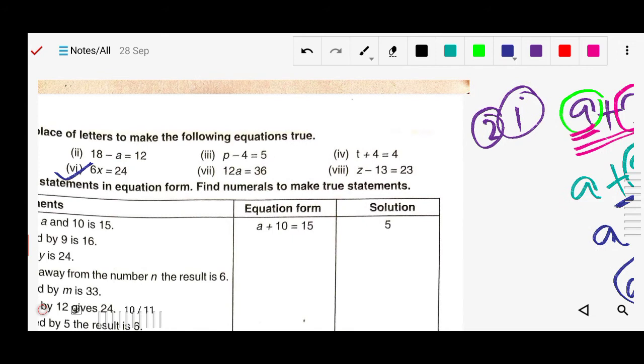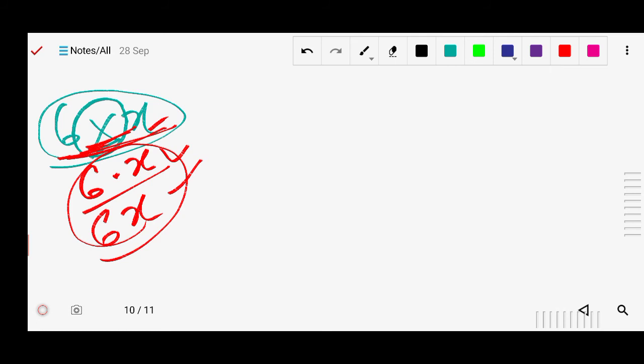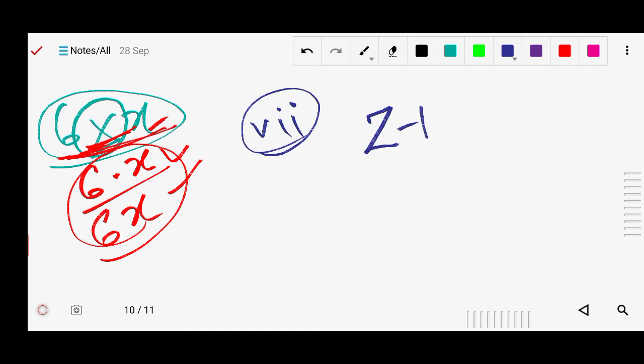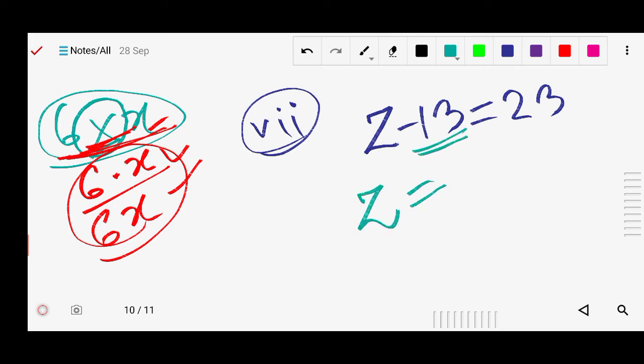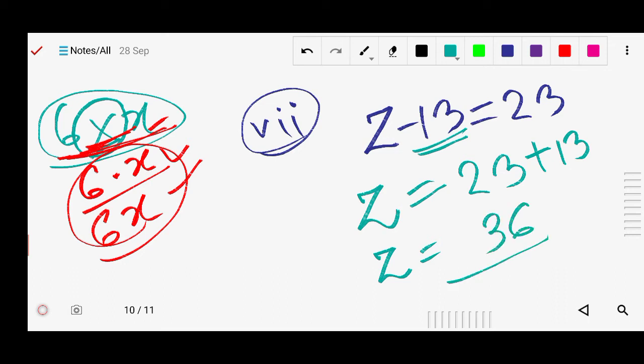See one more, number 7: z minus 13 equals 23. Same concept: the same terms we will keep on one side. So here I will send 13 to this side. Since it is minus 13 on the left side, on the other side it will be plus 13. Now you can add 23 plus 13, so the z value is 36. Very easy. Okay, so likewise you can solve.